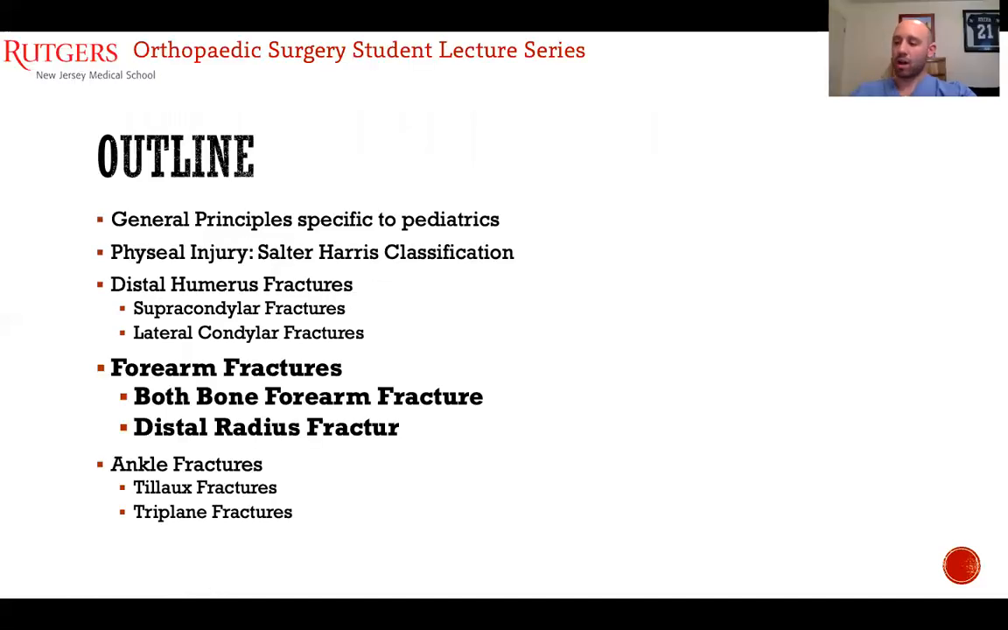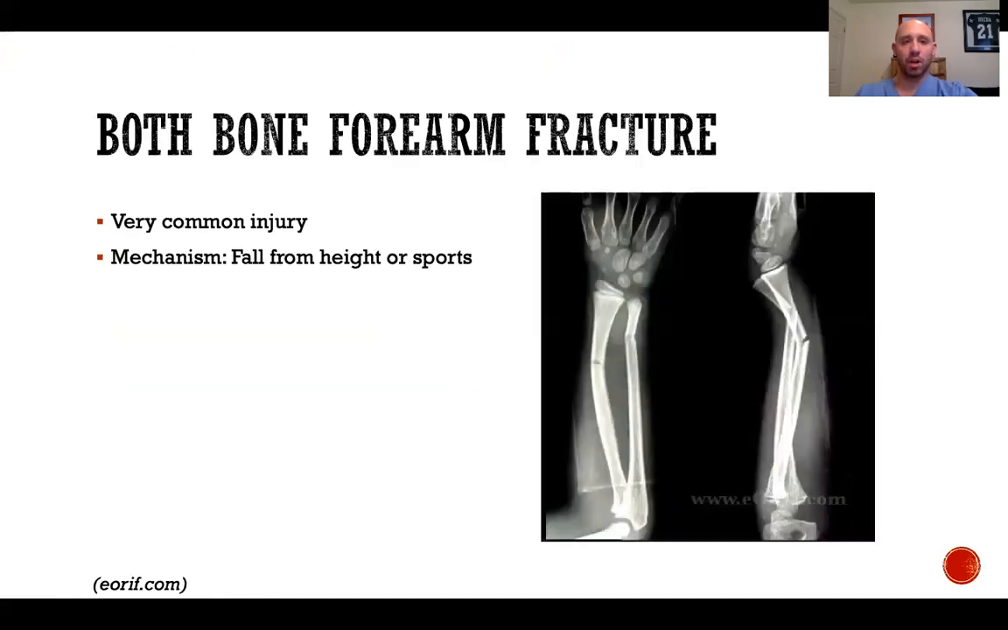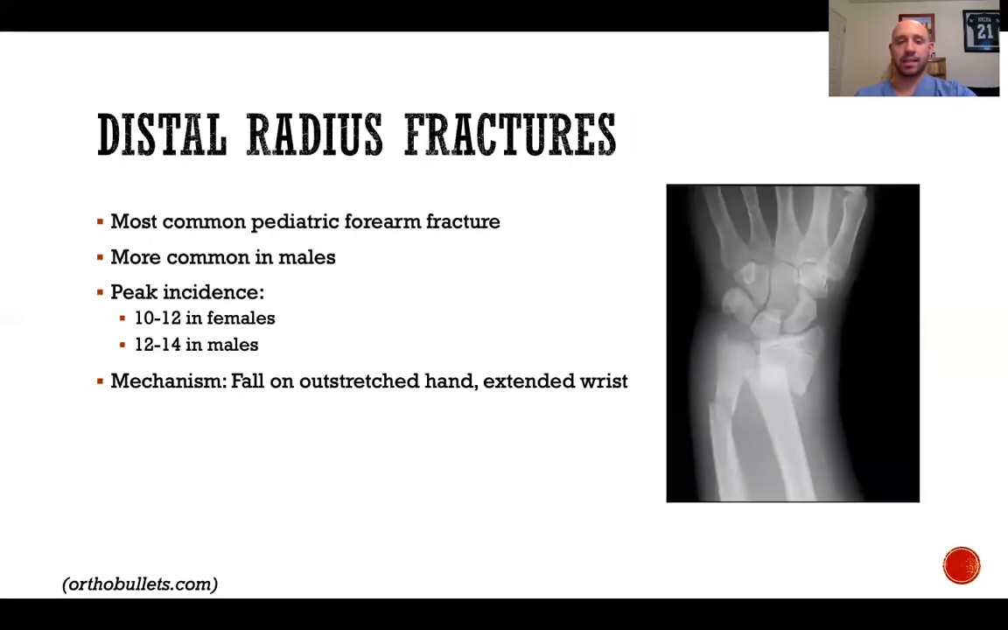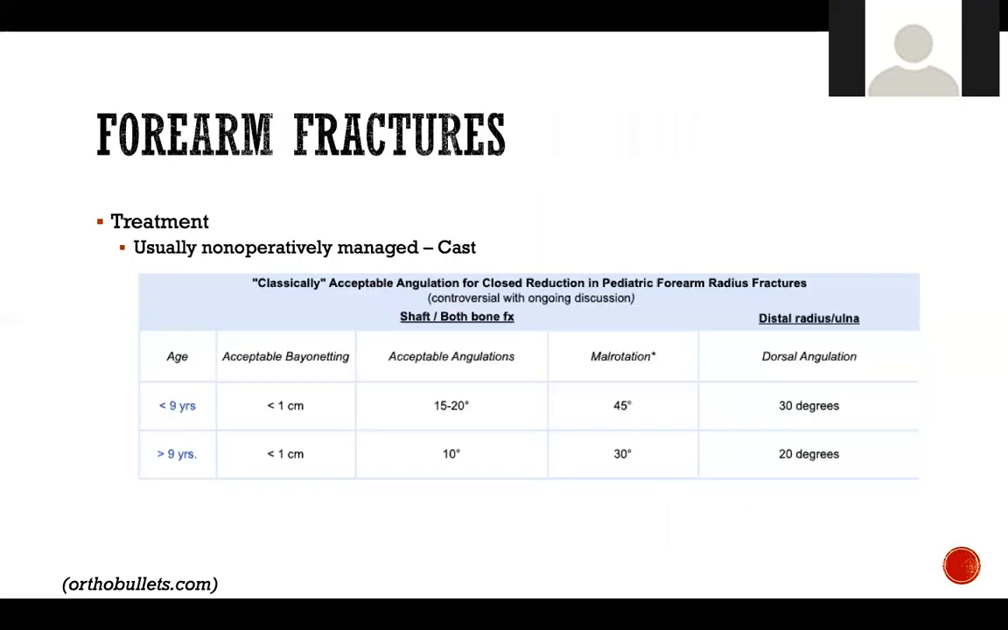All right, let's move on a little bit distal and go into forearm fractures. So the both bone forearm fracture is a fracture through both the radius and the ulna. It's very common and usually from fall from height or from sports. Similarly, a little bit distal, the more distal radius fractures, they're going to occur in a little bit older patients, usually 10 to 14, and are all on the outstretched hand. So most of these are going to be treated non-operatively.